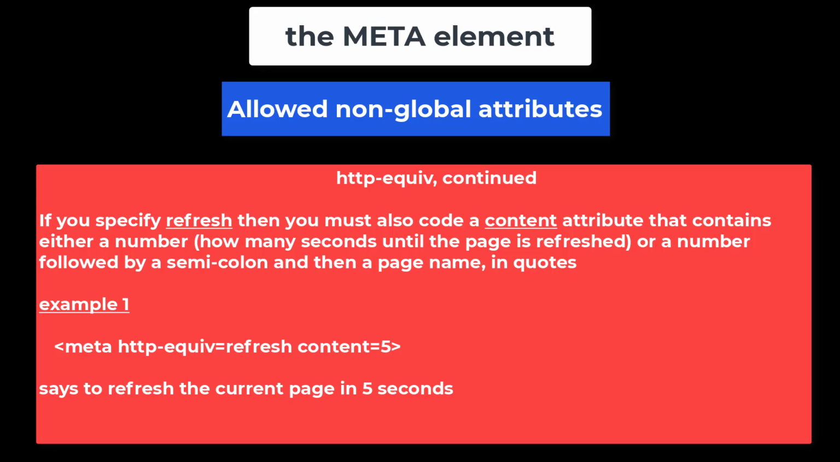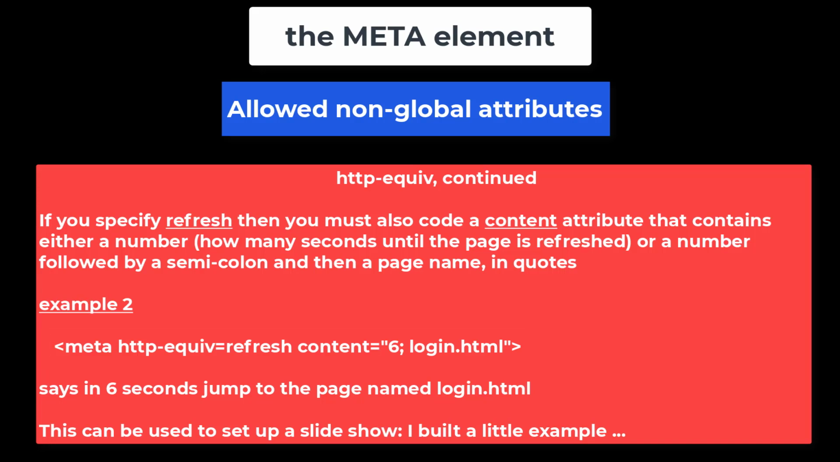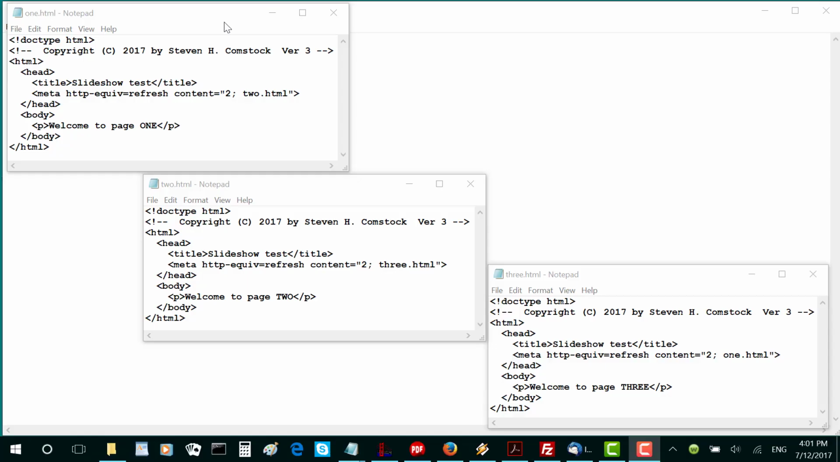If you specify a meta HTTP equiv equals refresh, content equals 6, semicolon, login.html, says in 6 seconds, jump to the page named login.html. This can be used to set up a slideshow. I built a little example. Here are 3 simple HTML files that I created. They're all very similar and they link together to form a slideshow.